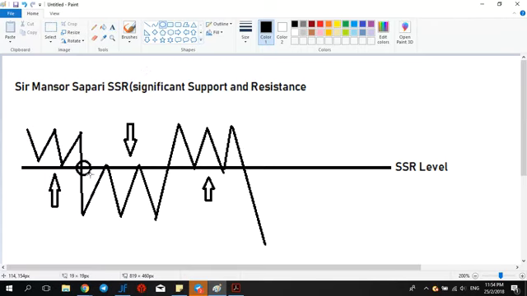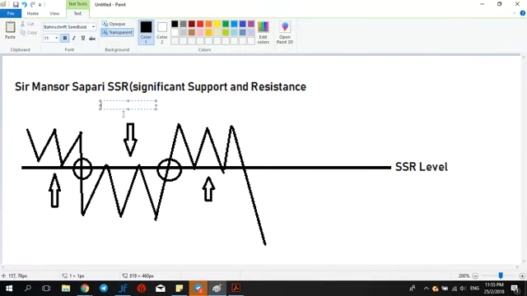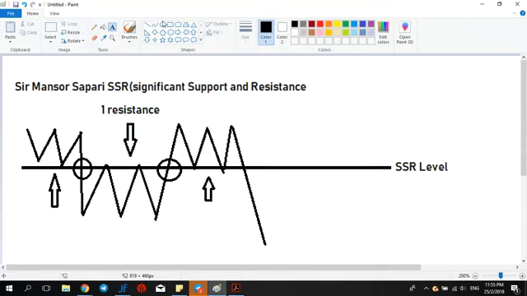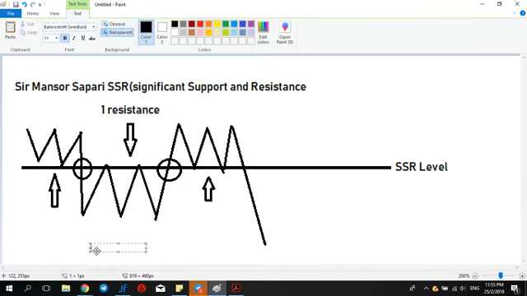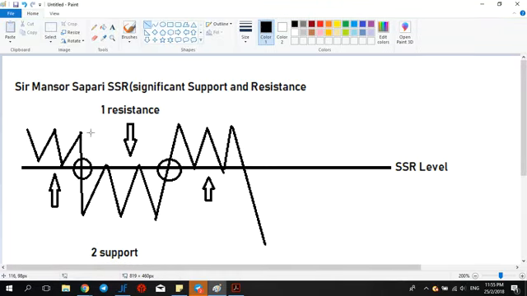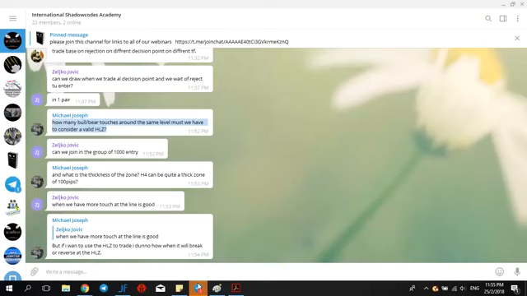Okay, so you have something like this, 2 breakout. This is the minimum, you can have more. Okay, this is one resistance, and two support. Okay, so you have one here and one here. Okay, so one resistance and two support.